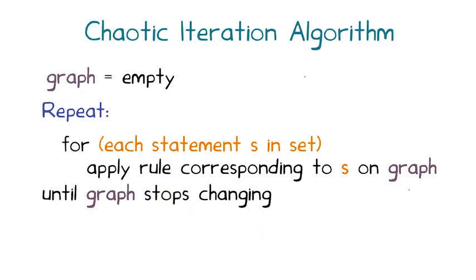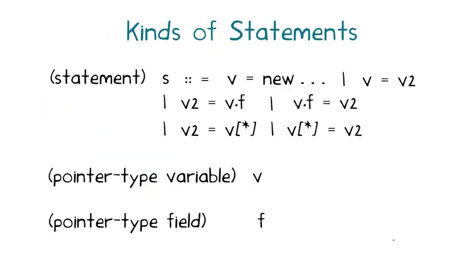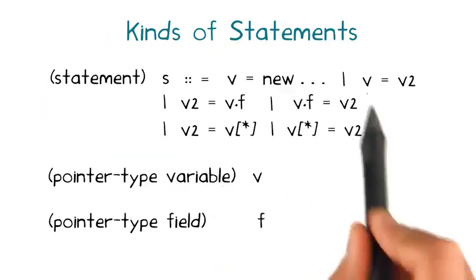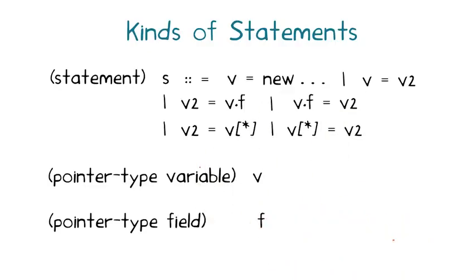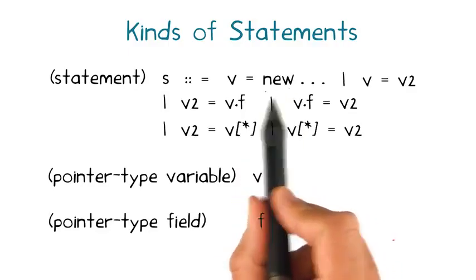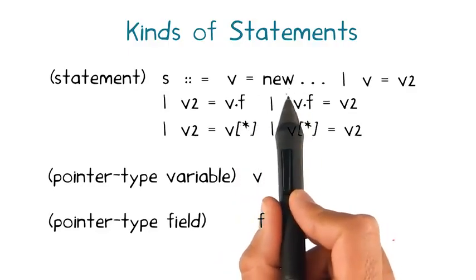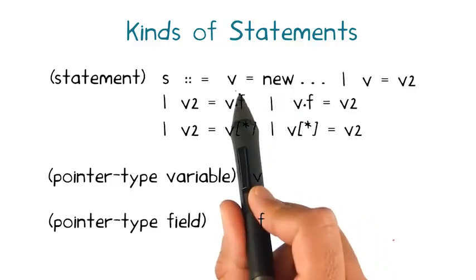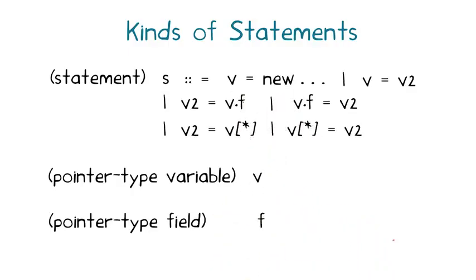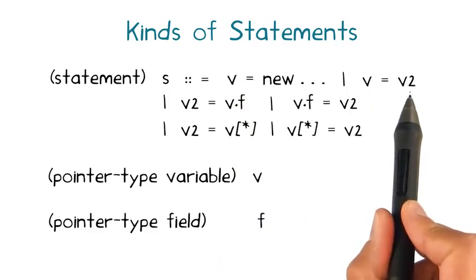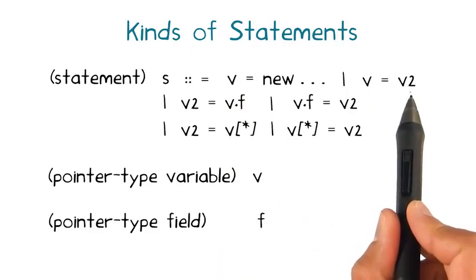They will also employ data structures that make it efficient to update the points-to graph. For pointer analysis, it suffices to consider the following kinds of statements. These statements are similar to those you might find in a Java program. The first is an object allocation statement which assigns the address of a newly allocated object in memory to a pointer-typed variable v. The second is an object copy statement which copies the contents of one pointer-type variable to another.